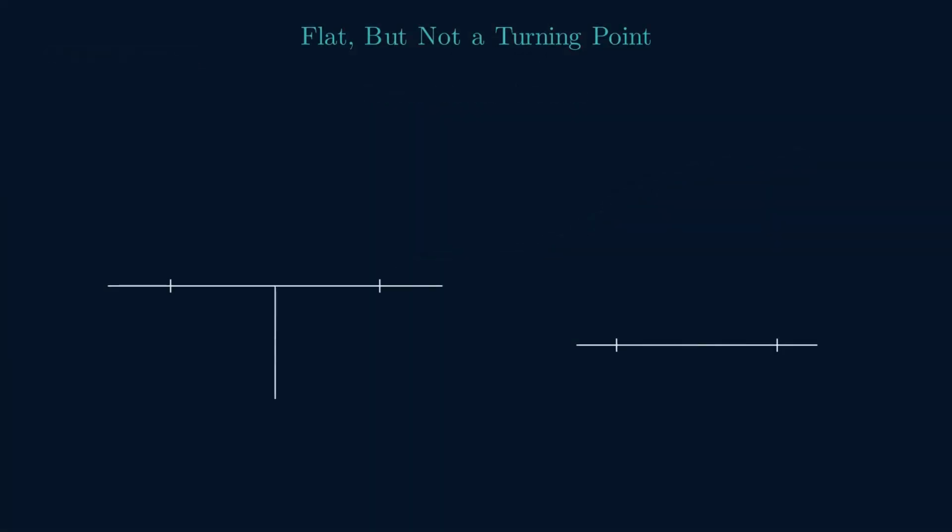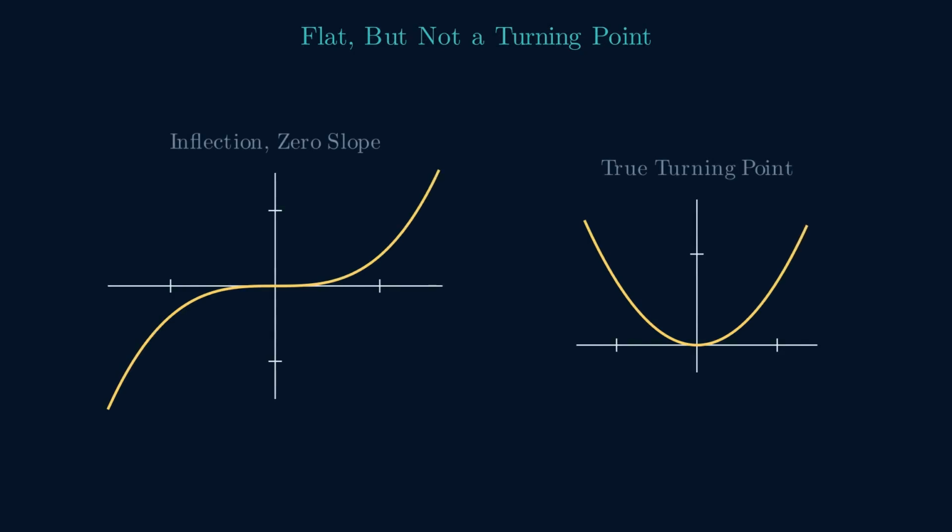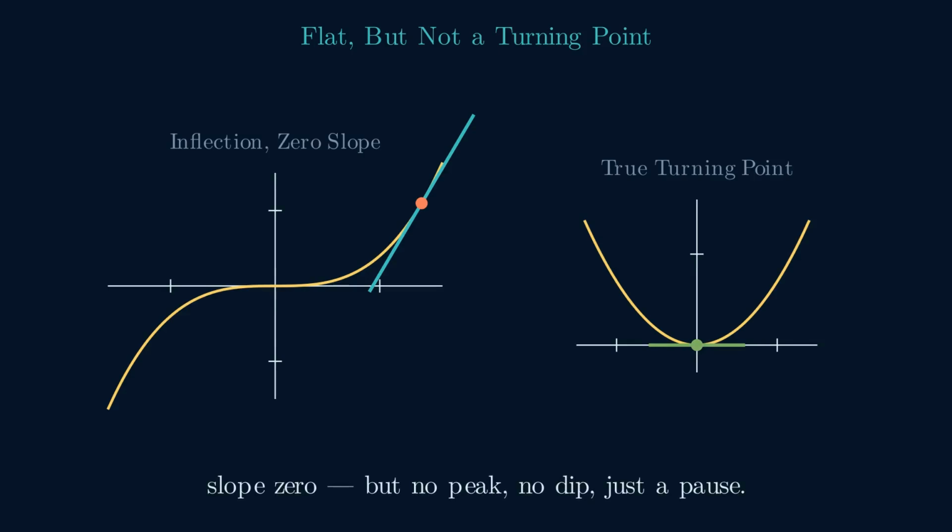Zoom in on the origin. The curve does flatten out for an instant right there, tangent perfectly horizontal, slope 0, and that looks exactly like a turning point. It isn't. Compare it with a parabola's vertex, where the curve does reverse. Here, the cube pauses and keeps on climbing. No peak, no dip.